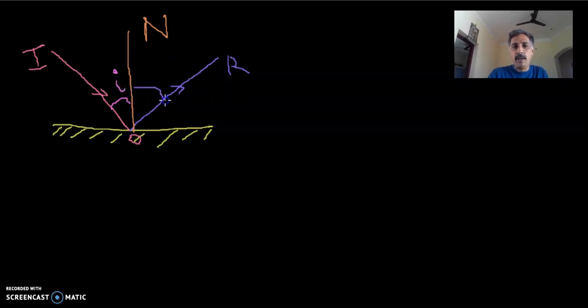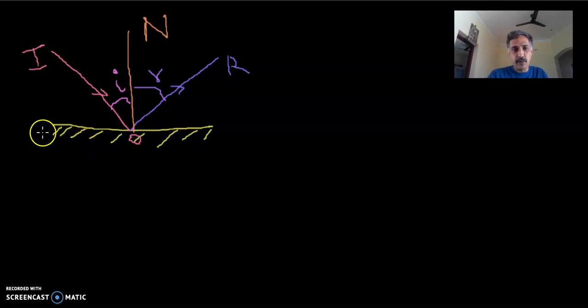And now we draw another angle between the reflected ray and the normal. This is the angle of reflection. The angle of reflection is the angle between the reflected ray and the normal, which is R. So this is the basic part of reflection.